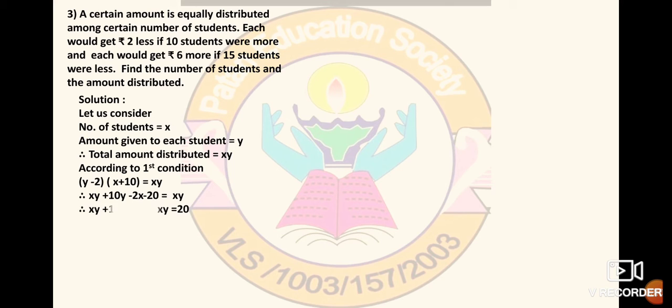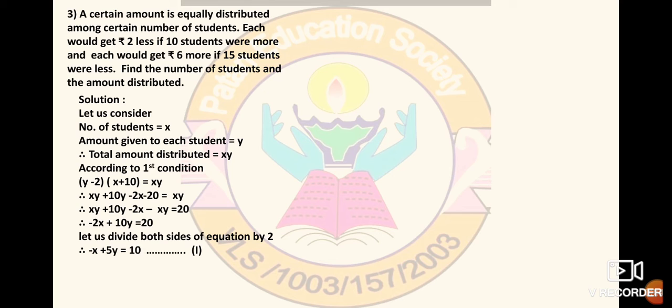So the step becomes xy plus 10y minus 2x, xy comes on this side and becomes minus xy, and minus 20 goes on that side and becomes plus 20. Now xy minus xy gets cancelled, so only minus 2x plus 10y is equal to 20. All the numbers 2, 10, 20 are divisible by 2, so let us divide both sides of the equation by 2. What will happen? Minus x plus 5y is equal to 10. This is equation number 1.